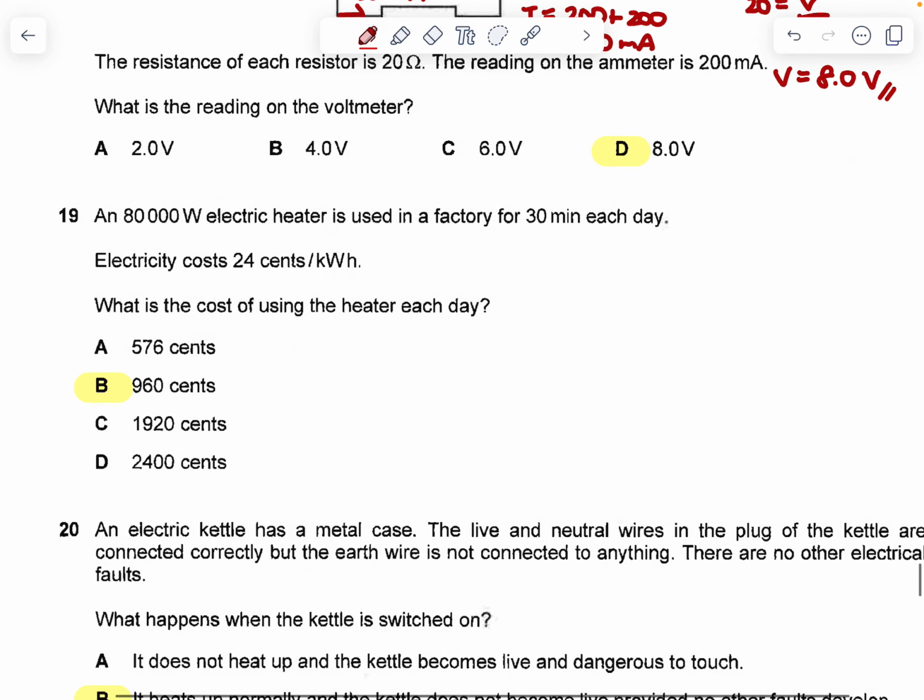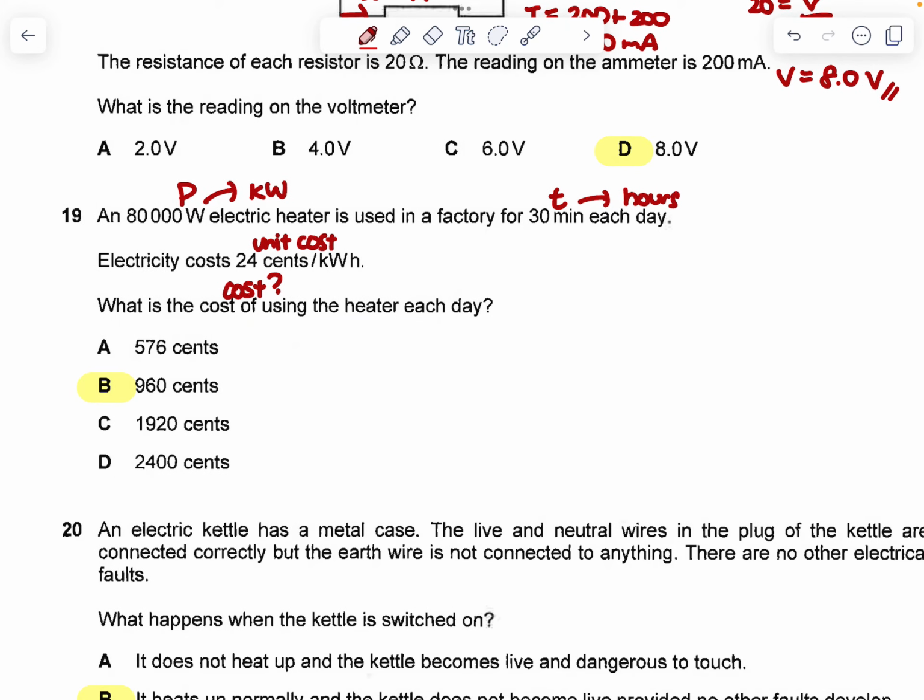Okay, question 19. 80,000 watt electric heater P is used in a factory for 30 minutes each day. The electricity unit cost is 24 cents per kilowatt hour. What is the cost of using the heater each day? So I mentioned for cost, we need power to be in kilowatt, and time to be in hours.